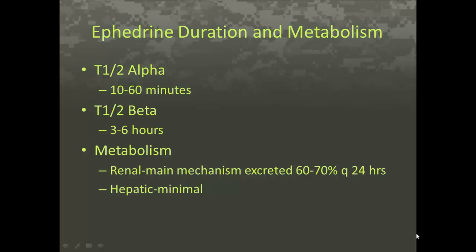The duration of action for ephedrine, or T-half alpha, is 10 to 60 minutes. The T-half beta, the time it takes the body to metabolize 50% of the drug, is 3 to 6 hours. The main excretory mechanism for ephedrine is the kidneys in the form of urine, and carries 60 to 70% of the drug unchanged within 24 hours. There is minimal hepatic metabolism, which produces p-hydroxyephedrine, p-hydroxynorephedrine, and norephedrine.